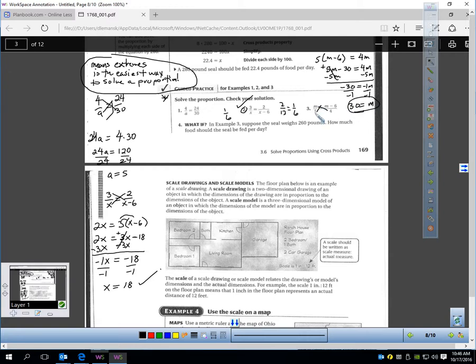30 divided by 5 is 6. Let's go over here. 30 minus 6 is 24. 24 divided by 4 is 6. This checks out. 30 has to be the answer. The means extremes property, again, I'm going to make a little check mark next to it in red here. This is a property you need to know and be able to execute.